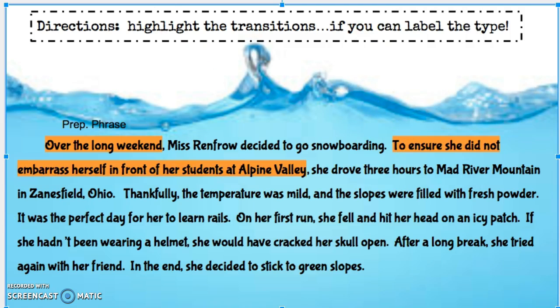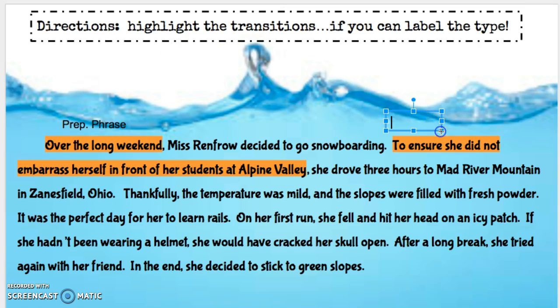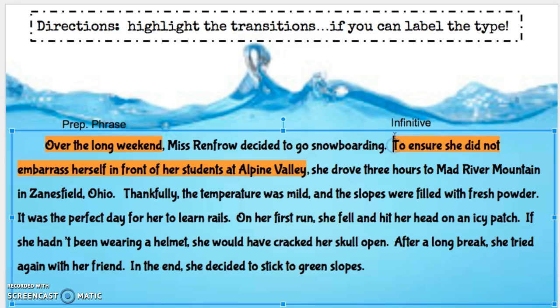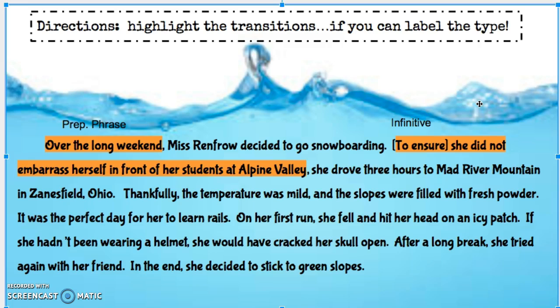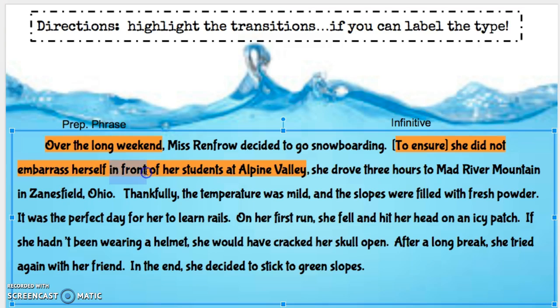The first kind that I have, to ensure. We know that that's going to be an infinitive. Okay, and I'll put brackets. She did not embarrass herself in front of her students. So then I also have in front here. So above that, I'm going to write another prep phrase. Of her students, another prep phrase, and Alpine Valley, another prep phrase.